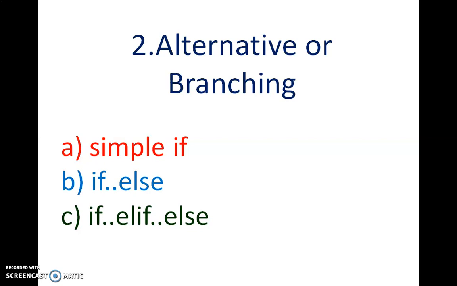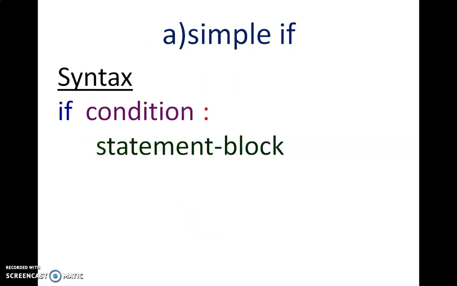In branching, there are three types of if statements: simple if, if else, if elif else. Simple if: if condition colon, statement block 1. In this syntax, you note that the if keyword is placed in the outer indent level and the statement block is indented. Also, a colon must be placed after the condition.